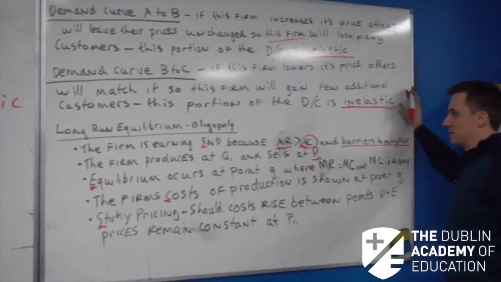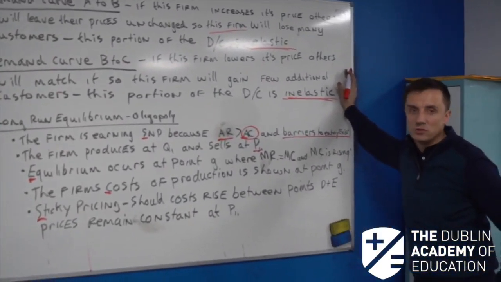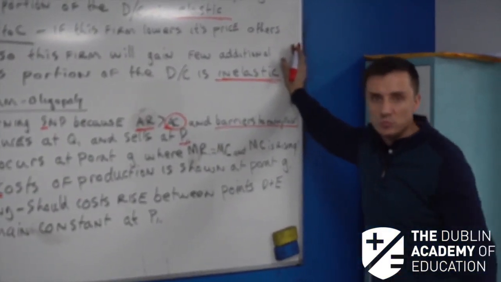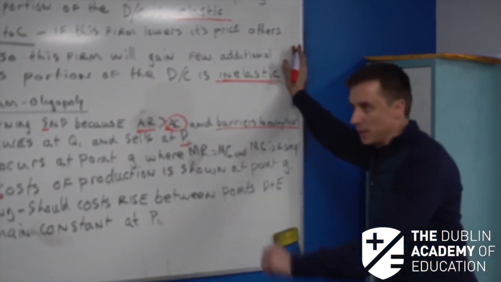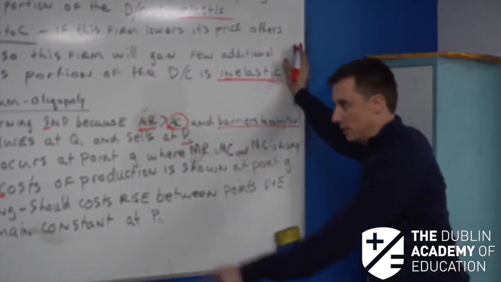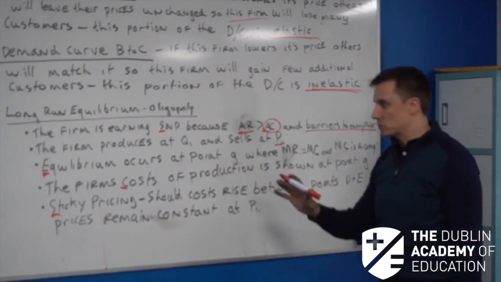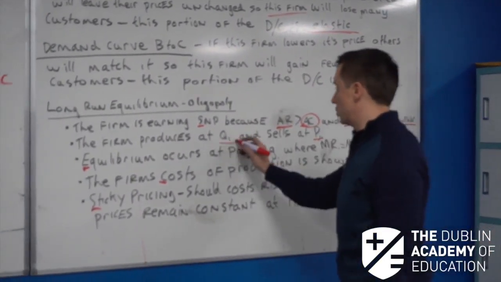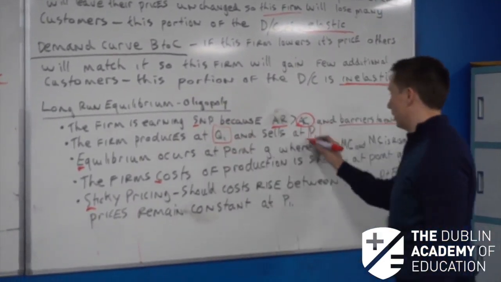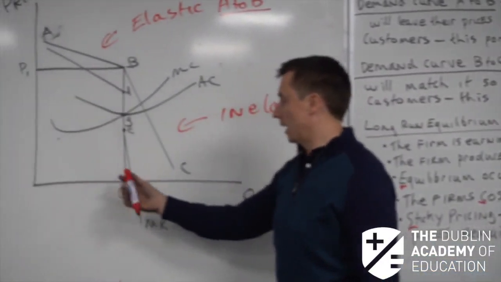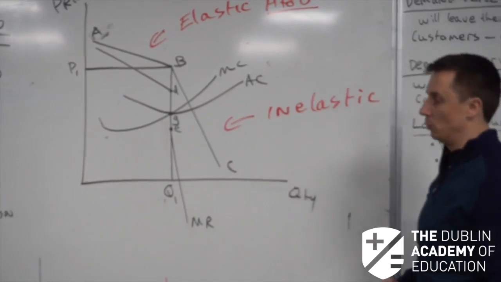Along with the fact that barriers to entry exist. Remember, a barrier to entry at a petrol station will be the very high startup costs, and that's going to keep people from trying to break into the market and undercutting petrol stations. So I'm earning more profits because average revenue is bigger than average cost and barriers to entry exist. Next one then, guys: I produce at Q1 and I sell at P1. Very straightforward, you can see it labelled in the graph. I'm selling at P1 and I produce at Q1, no problem.